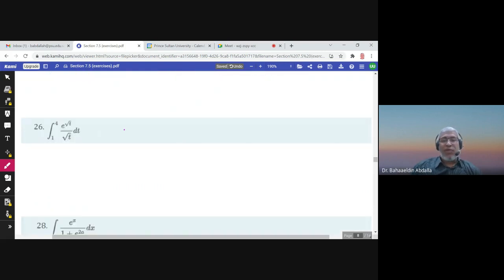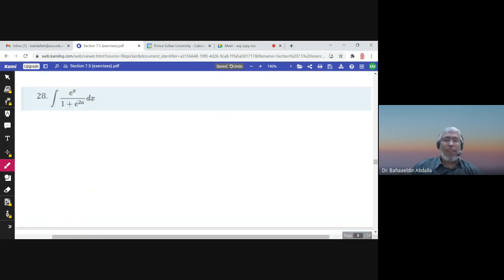This is an easy question. If you just take u equals square root of t, then du would be 1 over 2 square root of t dt. So it would be 2 times the integral of e^u du. And just don't forget to change the numbers from t values to u values. If t is 1, u is 1. If t is 4, u is square root of 4, which is 2, and you continue easily.